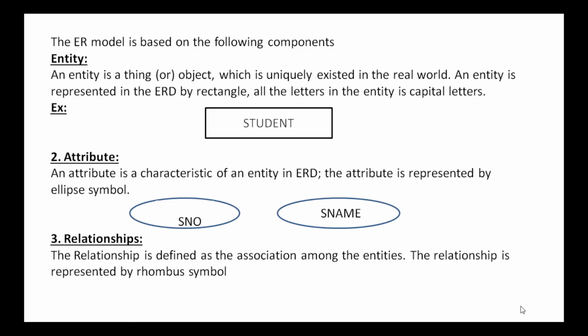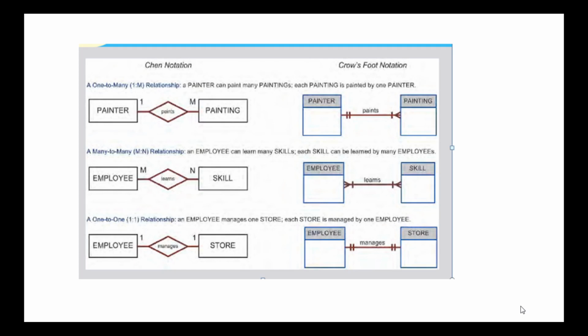Coming to attributes. An attribute is the characteristic of an entity. In an ERD, the attribute is represented by the ellipse symbol, and inside the ellipse you write the corresponding attribute of that entity. And relationship is the association among those entities. The relationship is represented by the rhombus symbol. There are two types of notations in the ER model: one is Chen notation and the next one is Crowfoot notation.